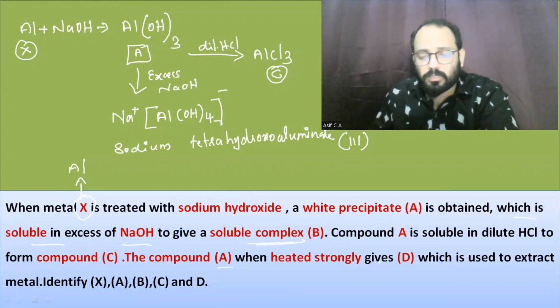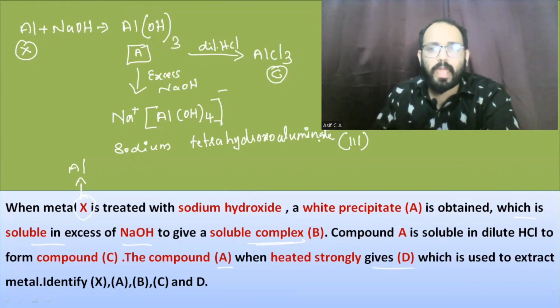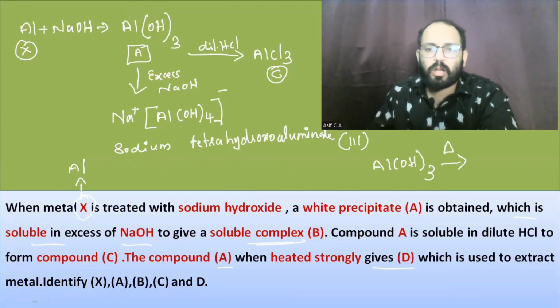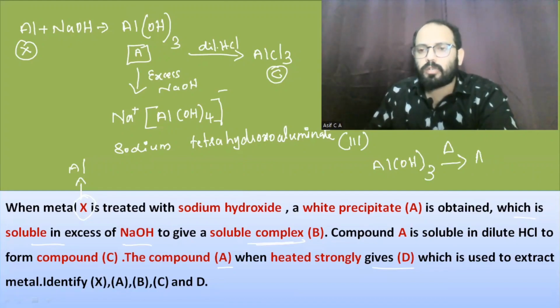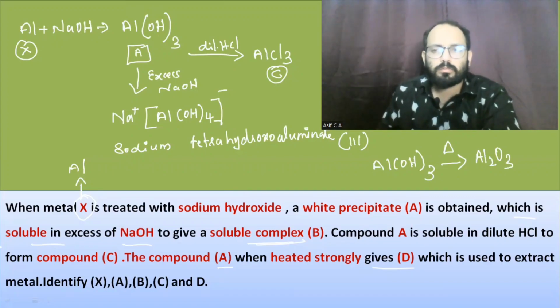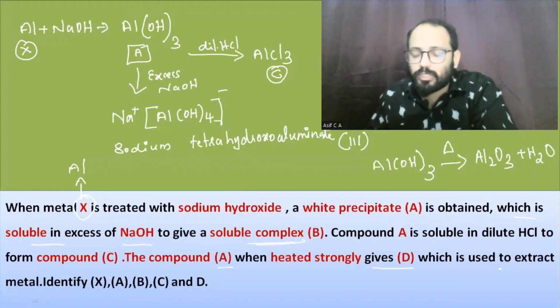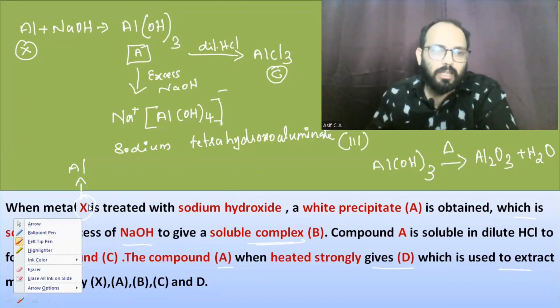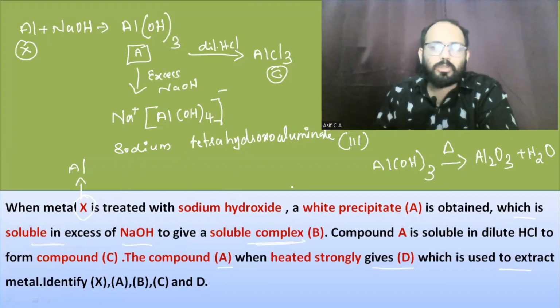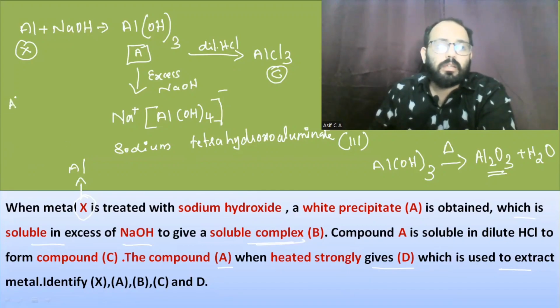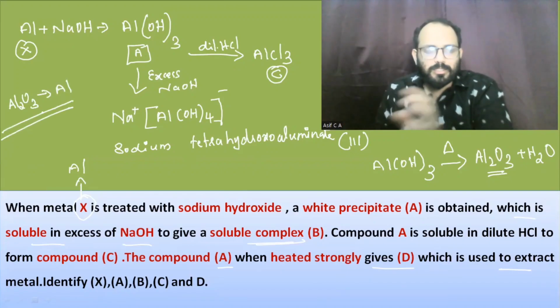Now compound A heated strongly gives D. Al(OH)3, when heated strongly, what are you going to get? It will give Al2O3, as water is lost. So you'll be getting aluminum oxide, which is used to extract the metal. Here we have metal X, and to extract the metal we will definitely use Al2O3. The compound A when heated strongly gives D, which is used to extract the metal. From Al2O3 we can extract the metal. We will study this in metallurgy. Aluminum can be extracted. So you got the answer.